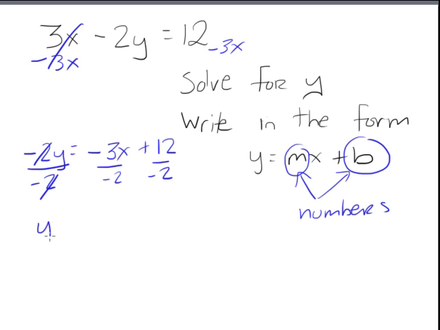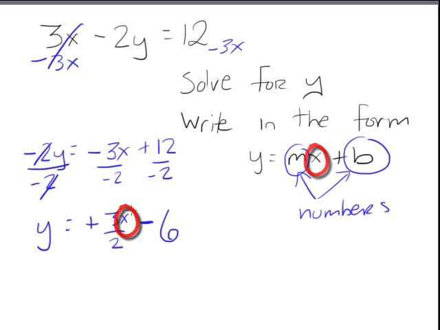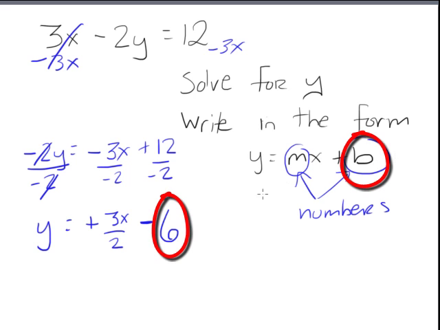So I'm left with now y equaling, now a negative and a negative becomes a positive. So I'm going to have positive 3x over 2. A positive and a negative becomes a negative. So I'm going to have negative here. 12 divided by 2, well, that's 6. And then now notice that I have my y, and then I have my x here. Here's my x. M is my 3 over 2, minus b. B is my 6. Okay?